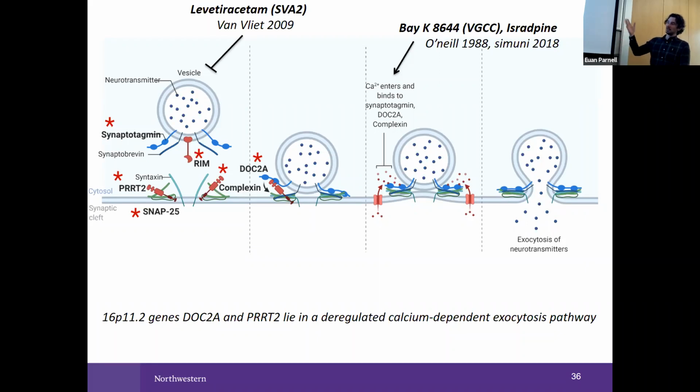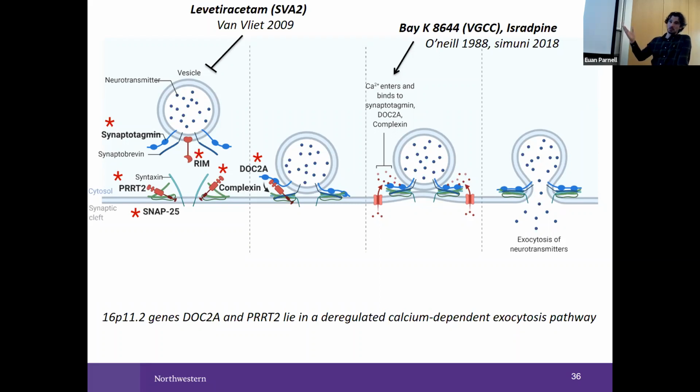And again, I've got my little asterisks next to all these genes, and we see altered expression of synaptotagmins, RIMS, complexins, SNAP25, in addition to the 16p genes DOC2A and PRRT2, which have a known function in regulating this process. And so how do we regulate this with drugs? There are not that many drugs, particularly FDA-approved drugs, that target synaptic vesicle release.